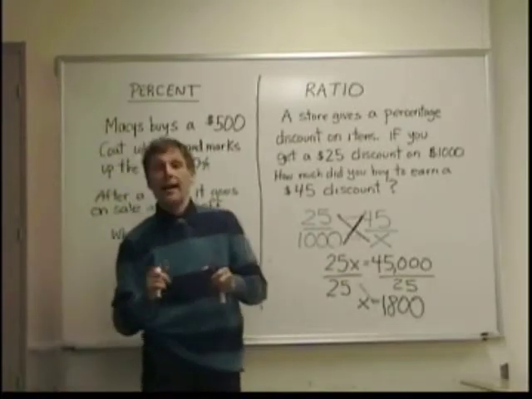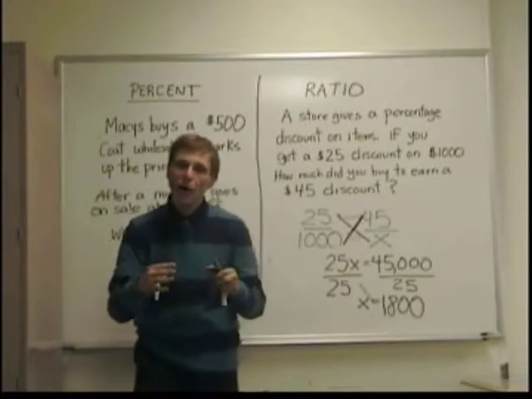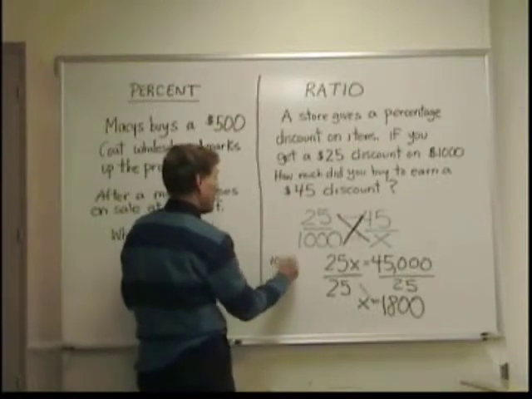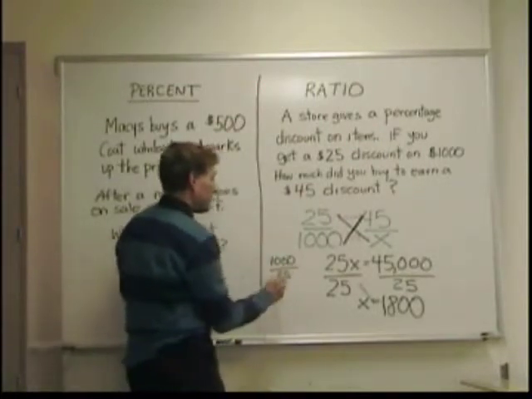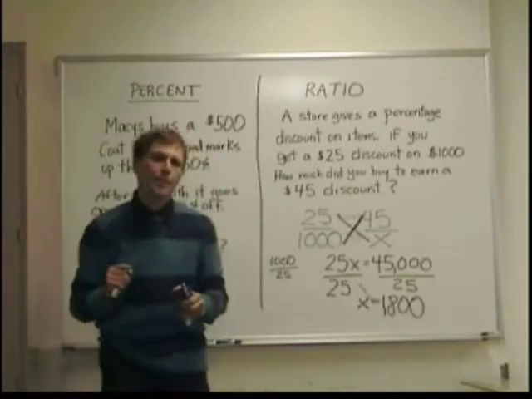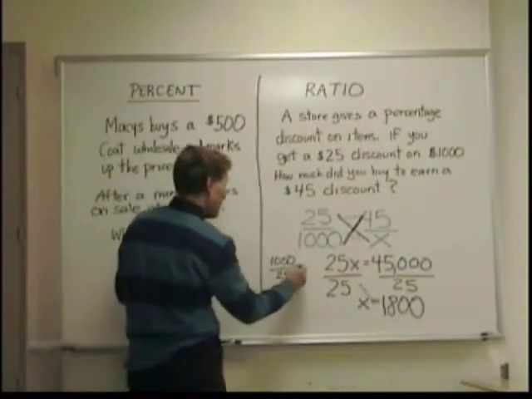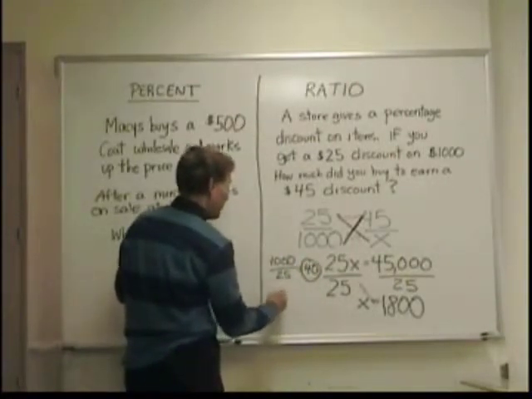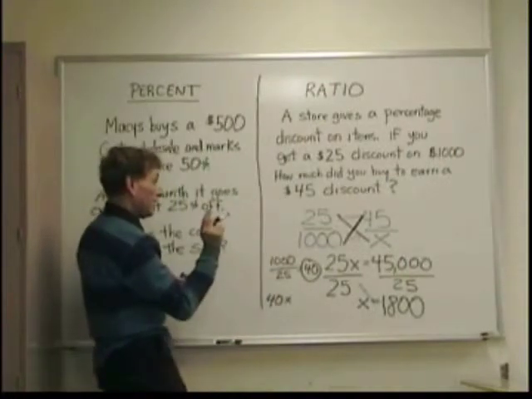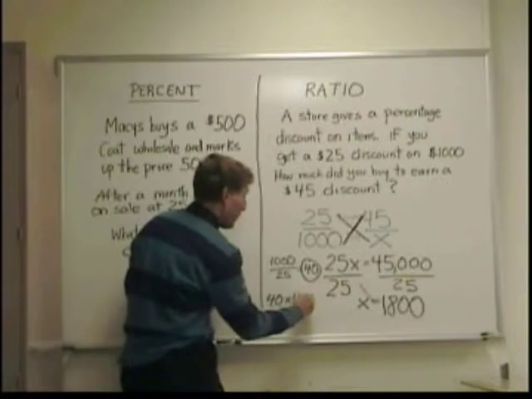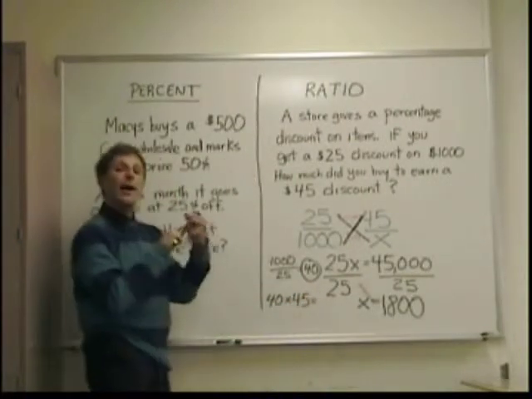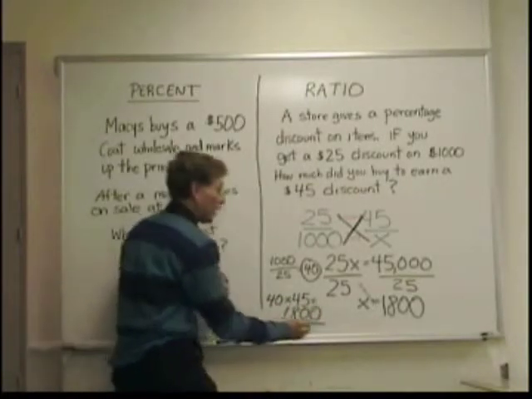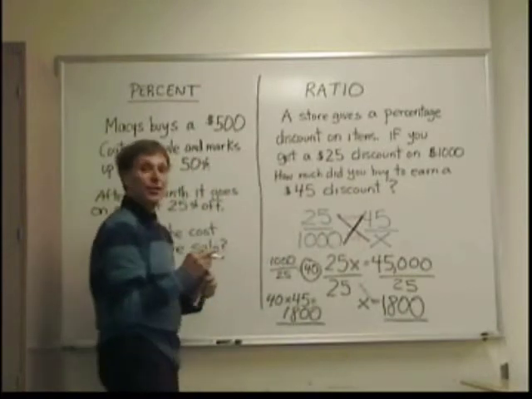Another way you could do it, and I said this in the previous lesson, is with unit cost, unit amount. If I take the $1,000 and divide it by the 25 to see how much I have to spend to get $1, well, that would give me 40. For every $40 I get $1. 40 times 45, if I multiply 40 by 45, I also get the 1,800. So that would be my answer, and this question is a ratio question.